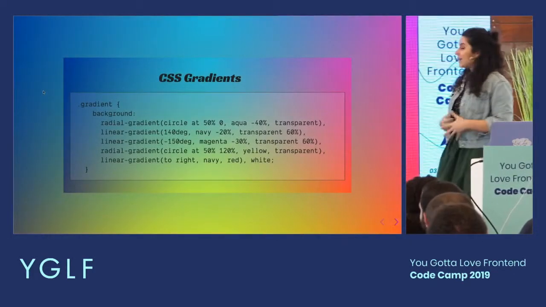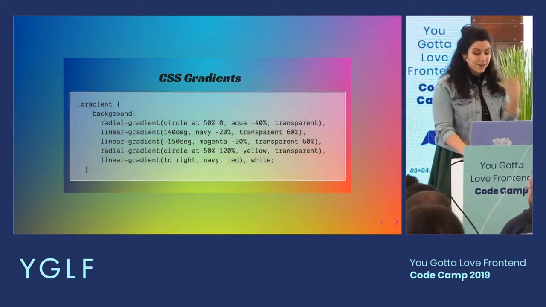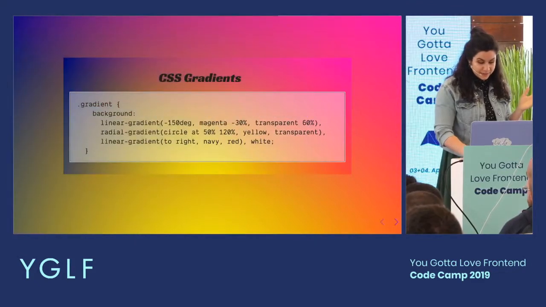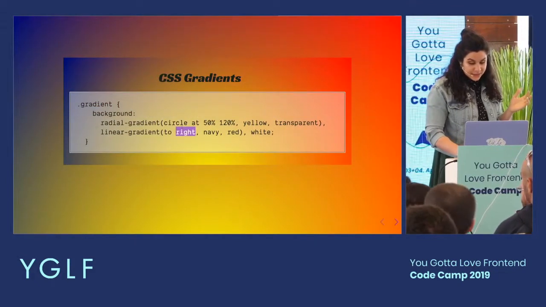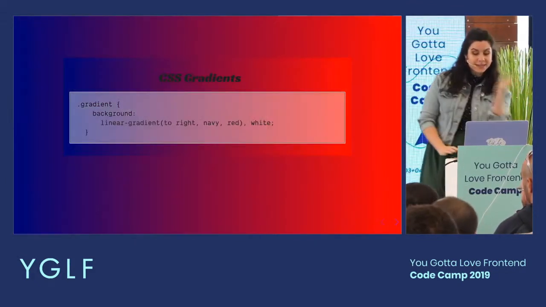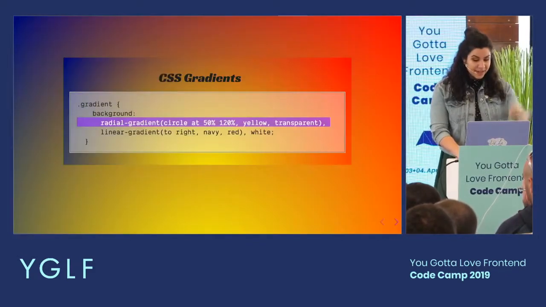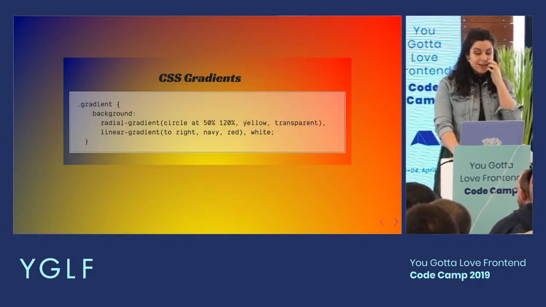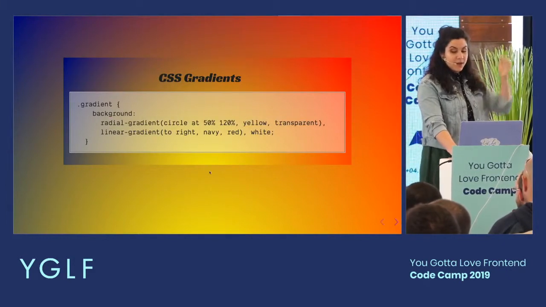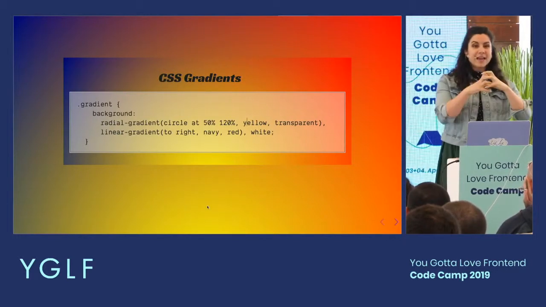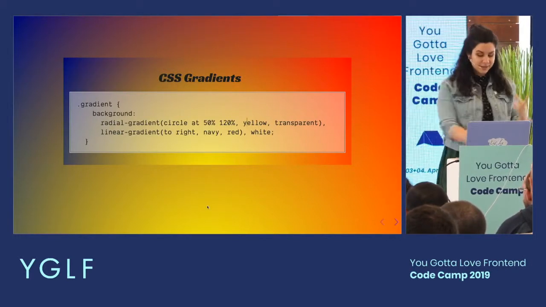Gradients are really cool, and gradients are something that we can write in CSS now. I can break this up and show you how this background is built. It starts with a gradient that goes from right to left, navy to red. And then on top of that, I'm layering a circle, and I can position that circle at 50%, 120%, which is centered and then off center from the bottom, from yellow to transparent, so it's blending into the rest of the gradient.